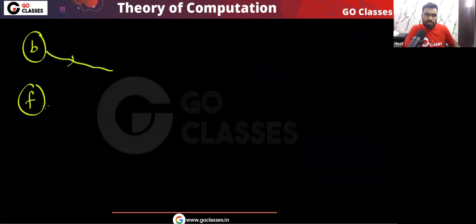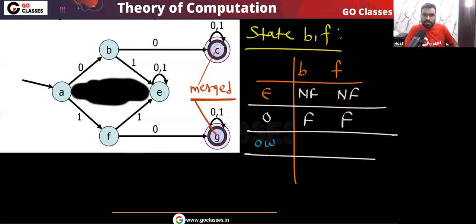See, a very simple point. What I'm saying is that state BF, this is your state B, this is your state F. On 0, what is happening? On string 0, both are going where? Both are going to the same state, that is CG. This is a single state, I can say CG. Do you agree?